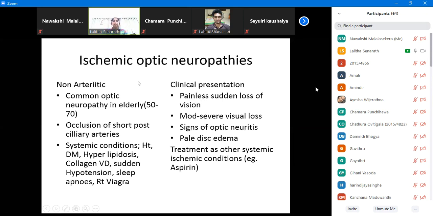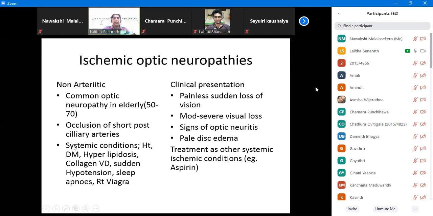Therefore, in the elderly age, if you get optic neuritis, you have to divide it into two: non-arteritic and arteritic. The arteritic optic neuritis is usually associated with inflammation of the artery due to giant cell arteritis. Non-arteritic optic neuritis is common in elderly with hypertension and diabetes because it's an occlusive disease with no inflammation. Therefore, it's a common neuropathy in the elderly, 50 to 70 years, from occlusion of the posterior ciliary arteries because of atherosclerosis.